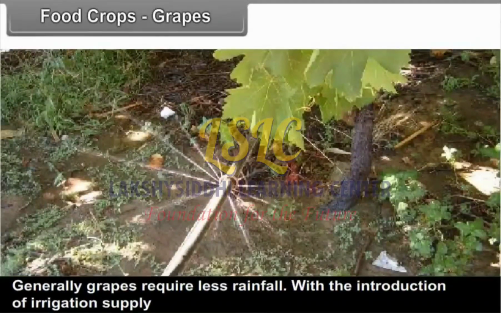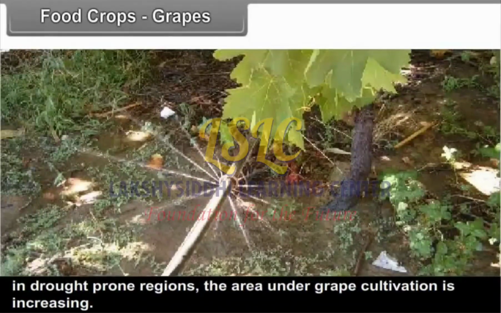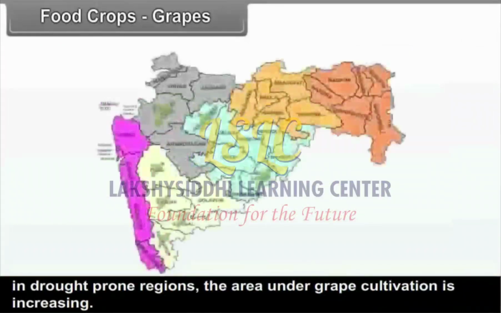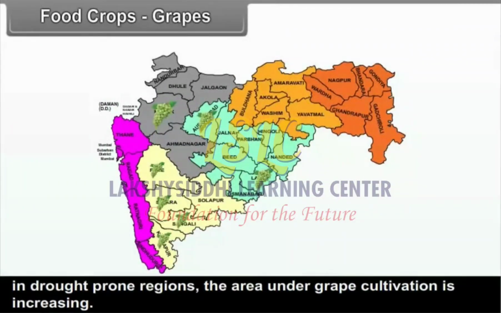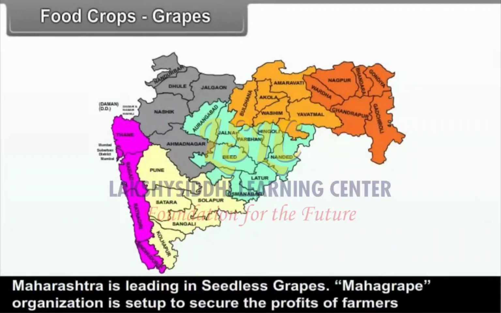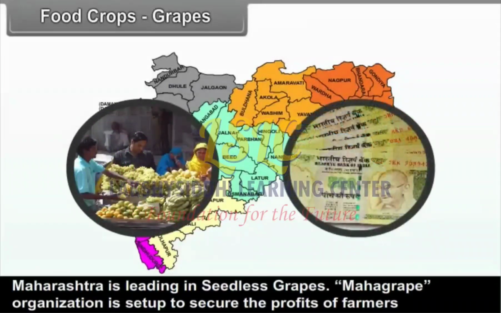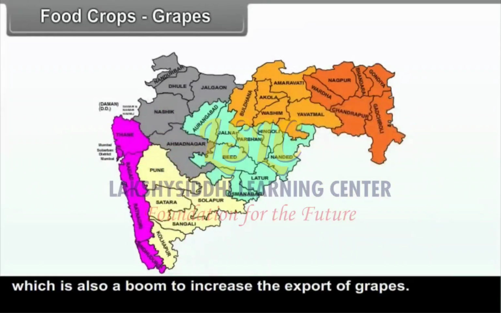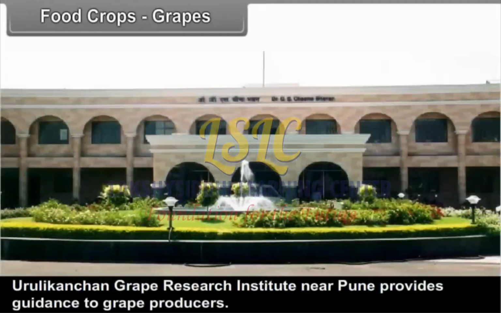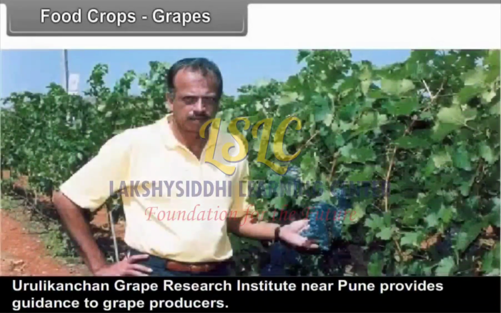With the introduction of irrigation supply in drought-prone regions, the area under grape cultivation is increasing. Maharashtra is leading in seedless grapes. The Mahagrape organization is set up to secure the profits of farmers, which is also a boon to increase the export of grapes. Uruli Kanchan Grape Research Institute near Pune provides guidance to grape producers.